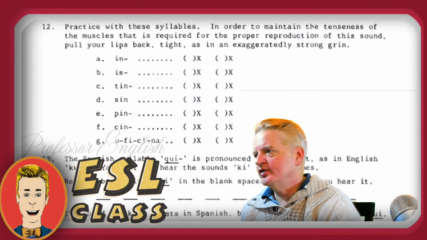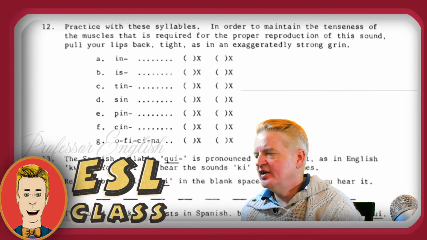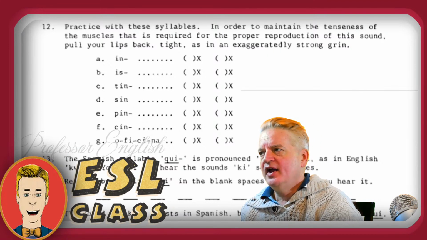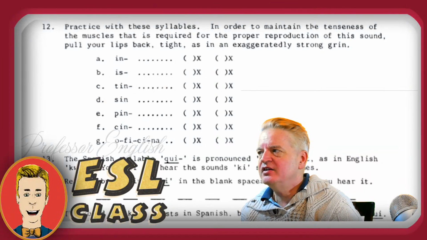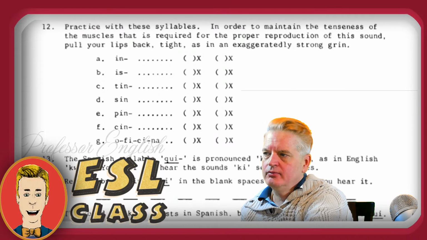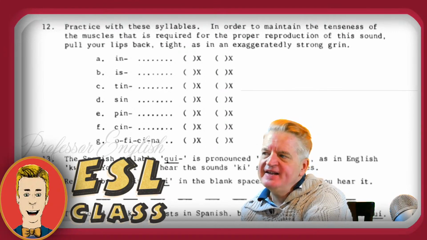Practice with these syllables in order to maintain the tenseness of the muscles that is required for the proper reproduction of the sound. Pull your lips back tight, as in an exaggeratingly strong grin. So the first one is in. A. In. In.